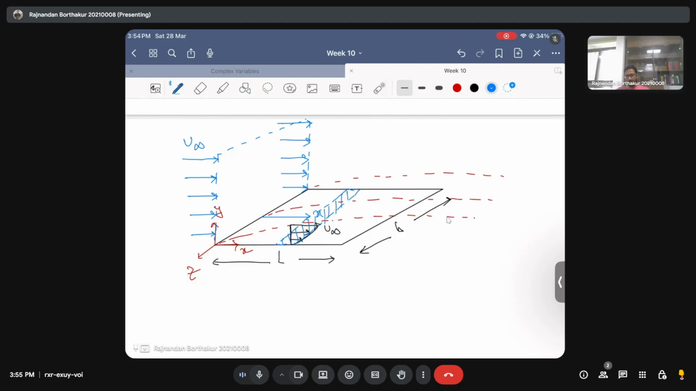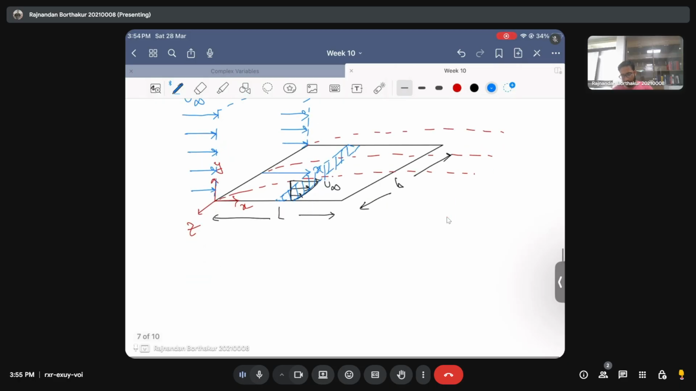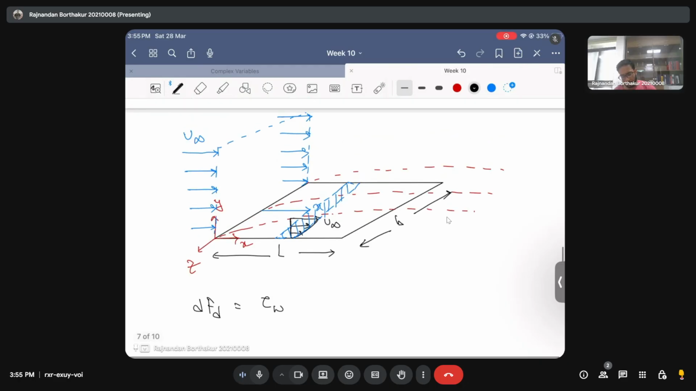Okay. So the idea is that I will try to calculate the differential drag force on this small strip, which happens to be equal to the wall shear stress times the differential area. Remember, the stress is basically a tensor. So if I want to get the force, I basically need to do a contraction of this tensor by something which we call the n hat, the unit normal. Here the unit normal of this plate is actually along the y direction.